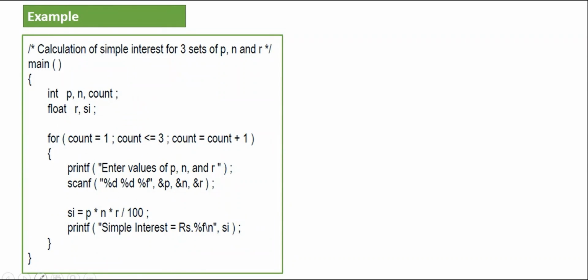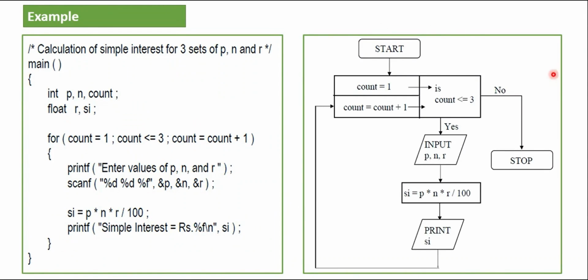You can see the same scenario in this flow diagram. The code starts with the value of count as 1, then it is tested whether count is less than or equal to 3 or not. If yes, then input is taken from the user, simple interest is calculated, and finally the result is printed. Then it comes back to count equal to count plus 1, that is the update expression. Again it is tested, and when the condition returns false, that means no, it will stop. We will write this code in our code block session. For now, let's see the various forms of the for loop.